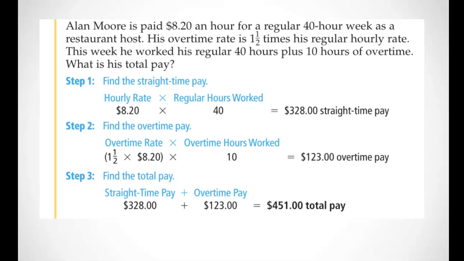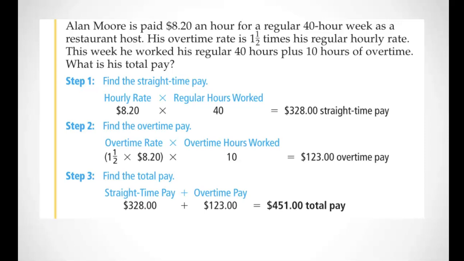Then also on your note-taking sheet, there is this example. And I find this example very helpful because if you don't know what to do, you just go back and see what it says for step 1. So Alan Moore is paid $8.20 an hour for a regular 40-hour week as a restaurant host. His overtime rate is 1.5 times his regular hourly rate. This week, he worked a regular 40 hours plus 10 hours of overtime. What is his total pay?